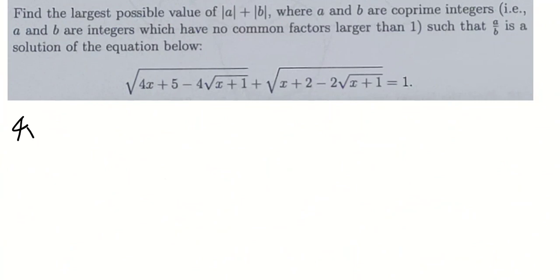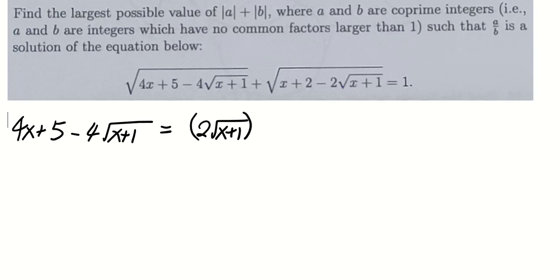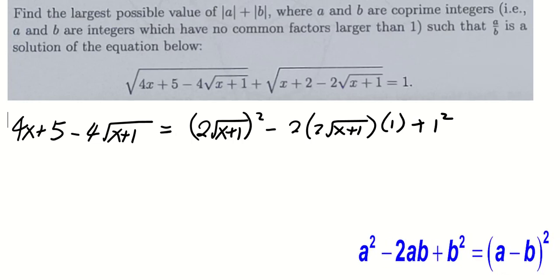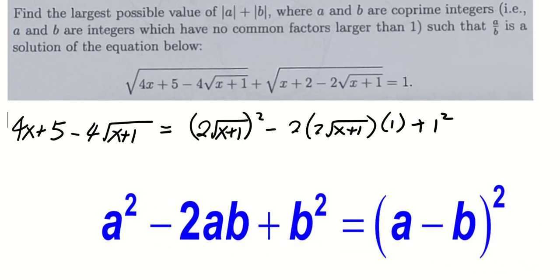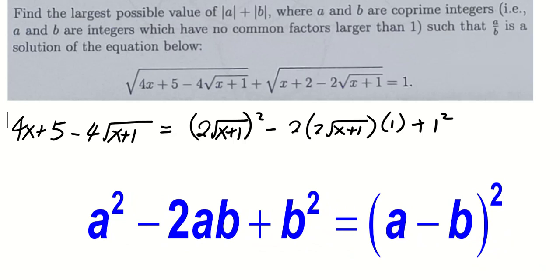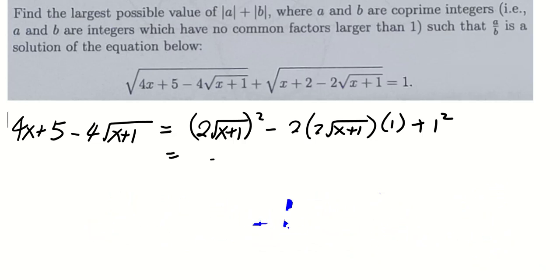Now note that 4x plus 5 minus 4 square root of x plus 1 can be written as the square of root 2 times square root of x plus 1, minus 2 times 2 square root of x plus 1 times 1, plus 1 square. So in this case, we have the form a square minus 2ab plus b square, and we can write it as the square of a minus b. And in this case, it is the square of 2 square root of x plus 1 minus 1.